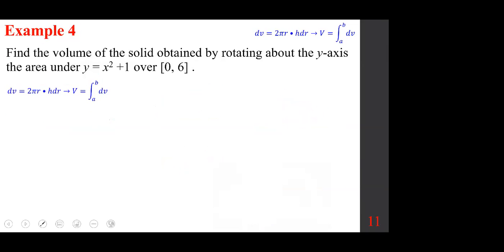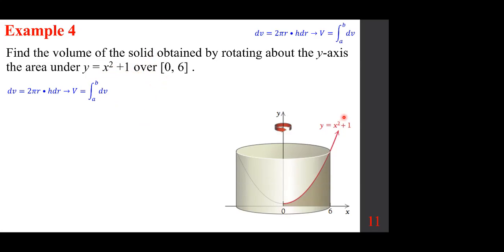We want to find the volume of a solid obtained by rotating about the y-axis the area under this function. This is a simple function, x squared is a parabola, and y equals x squared plus 1 is shifted up by 1 unit. We want to go from 0 to 6. So you have a parabola that you have shifted up by 1 unit. This point is 0, 1.